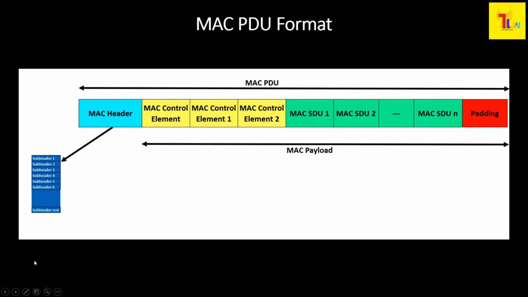Let me go a little bit inside of this, and we'll take some examples also. Before that, let's talk about this MAC header. A MAC PDU consists of all these elements. Apart from the MAC header, whatever data you are seeing, that is the MAC control element, MAC CE, the MAC SDU, and padding bits if needed. This is what we call the MAC payload.